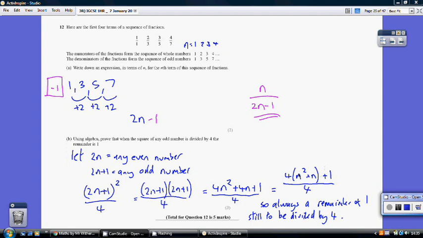So we can see that whatever value for n I get, I square it, add n and multiply it by 4. But then what I have to do in all cases is add on this 1. I do get a remainder of 1 that needs to be divided by the 4. So always a remainder of 1 still to be divided by 4.